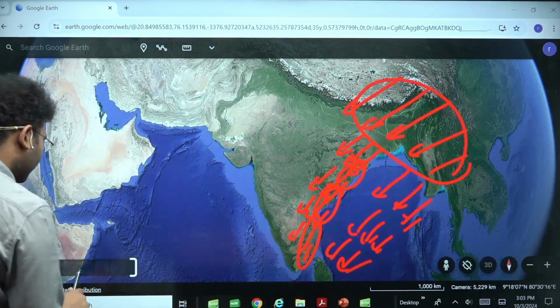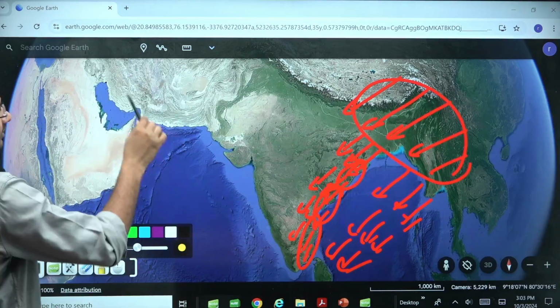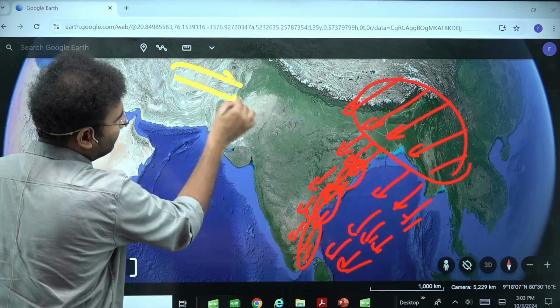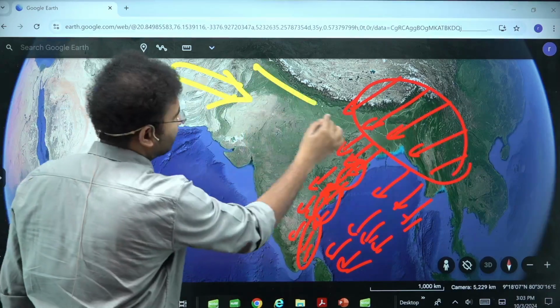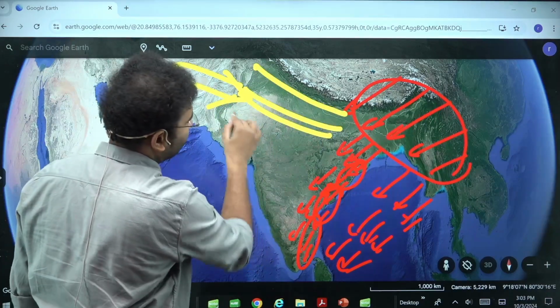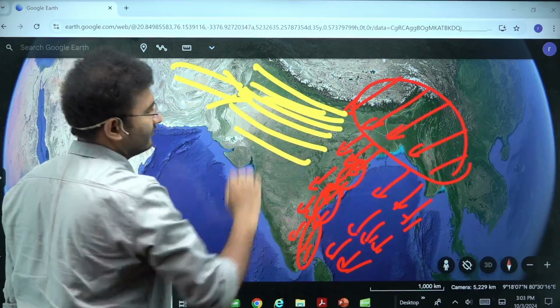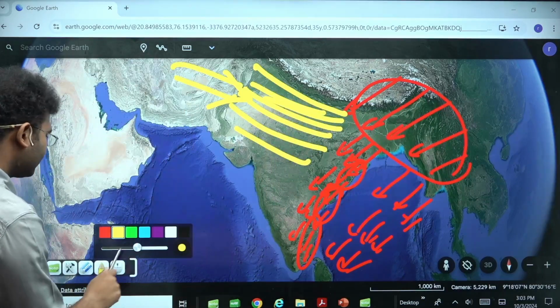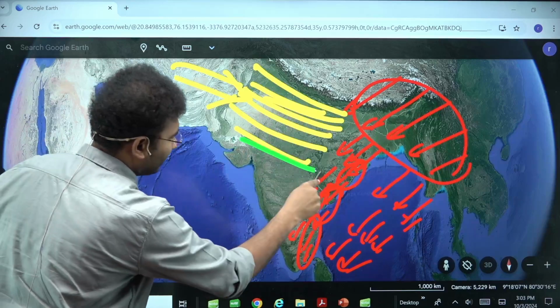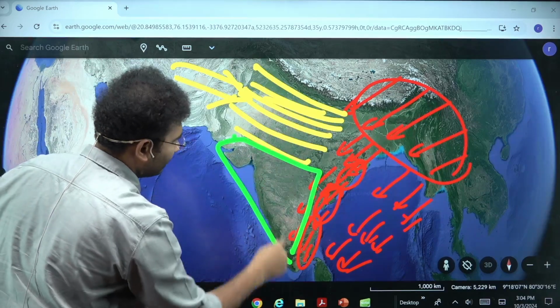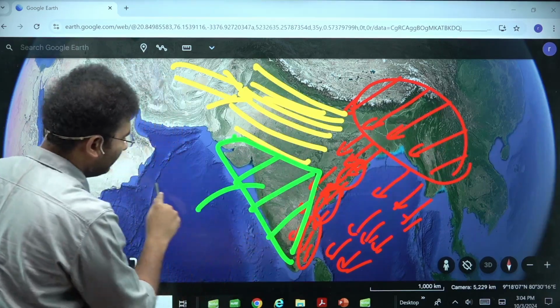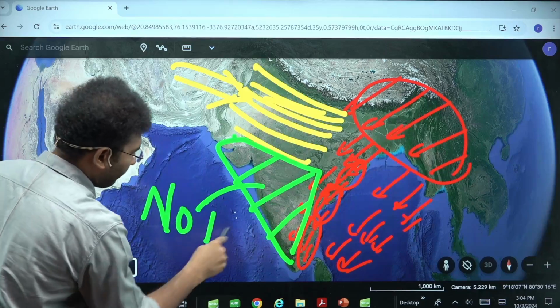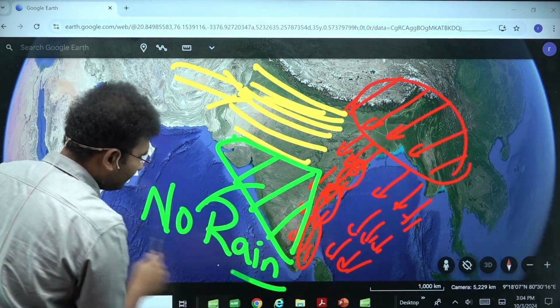But what about the rains in the northern region? The rains here are driven by the western disturbances. Western disturbances start to give rain to these parts of the area, right? Clear? Do these regions receive rainfall during the winters? No rain. Clear?